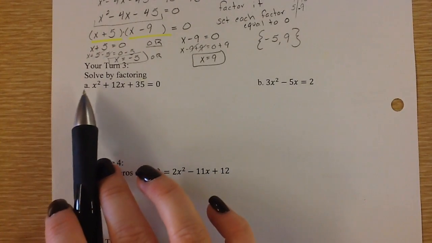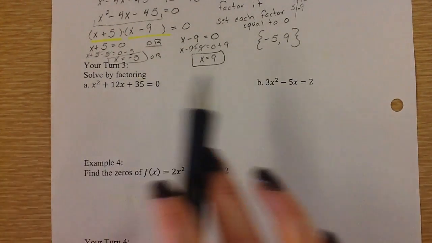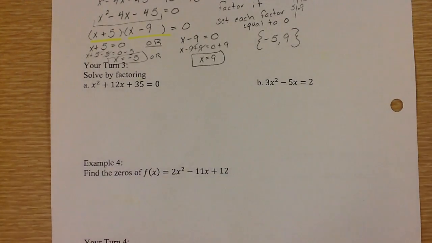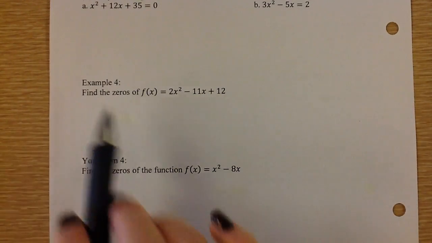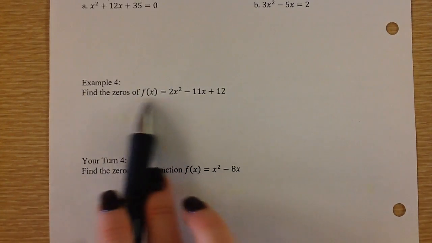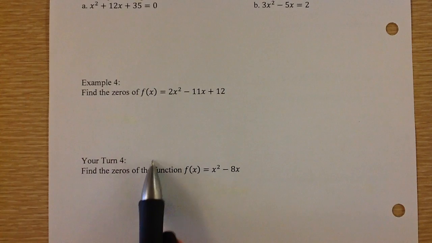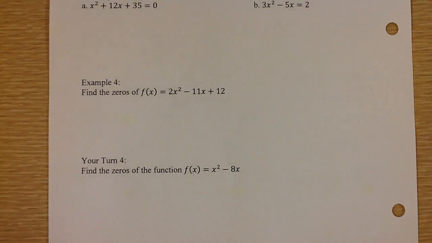Your turn. Now you have 2 your turn problems, part A and part B. Get those 2 problems done, attempt them. You need to have a good start on those 2. And then we'll start class discussing example 4 and your turn 4. So we'll start class looking at those. Get your turn 1 through 3 done. Come to class ready to discuss.